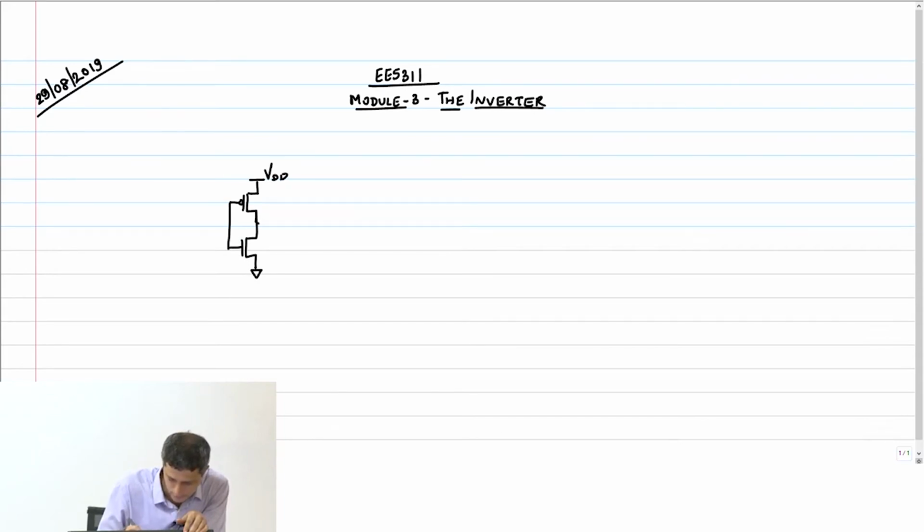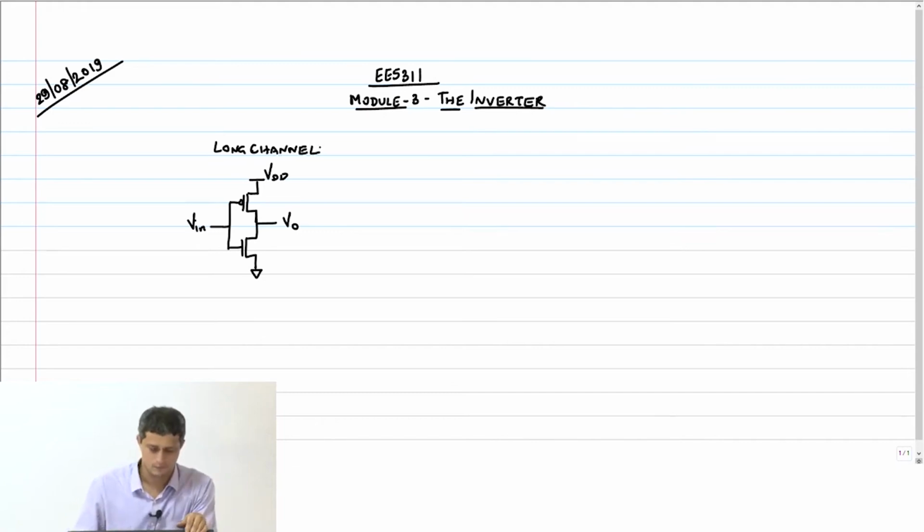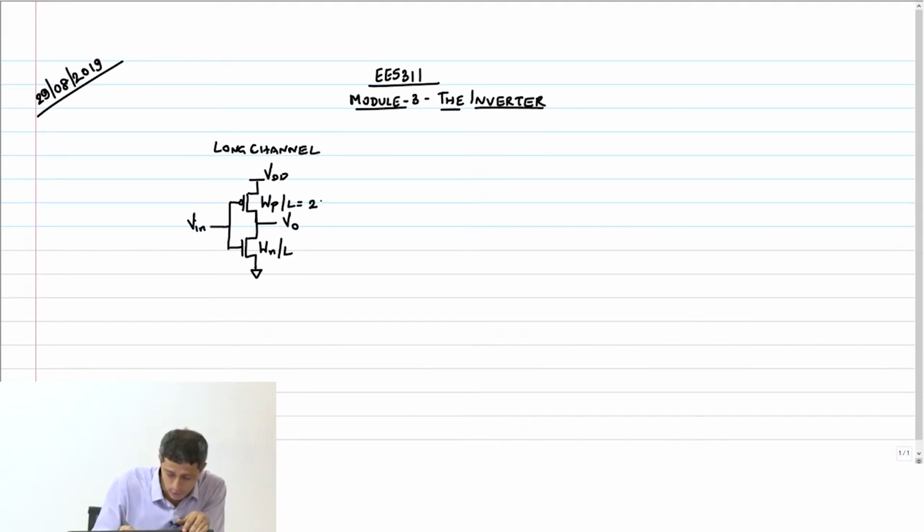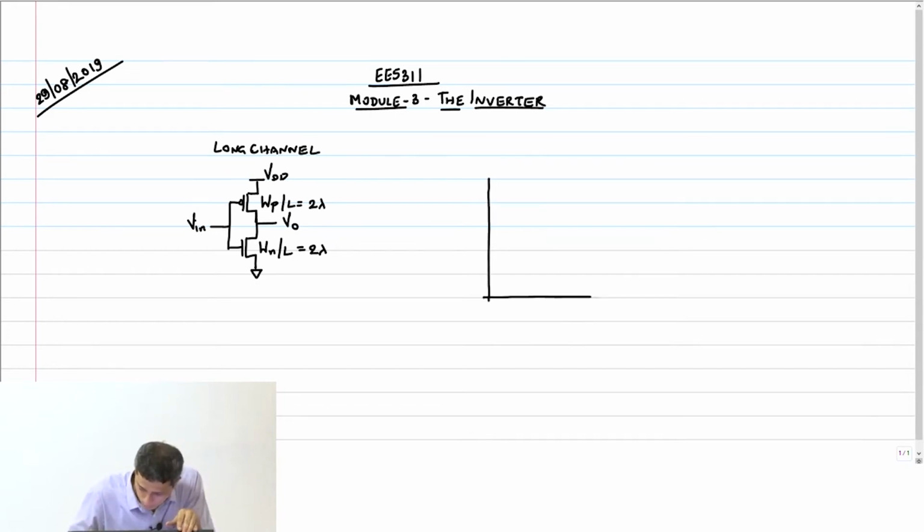VDD, Vin, Vout, and this is a long channel. The width of the PMOS is WP, length is L, WN and length is L. Of course, length is always going to be 2 lambda. Width can be something else. So now how do you find the switching threshold or the trip point? You basically plot Vin versus Vout.